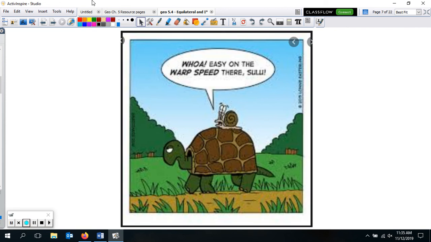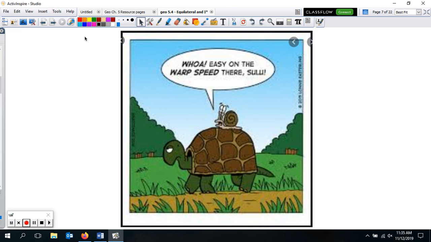First, let's check out a little cartoon for our day. So this one says, snail's on top of a turtle here. It says, whoa, easy on the warp speed there, Sulu. Yes, if you don't remember who Sulu is, that was from Star Trek. He was like, I guess, the pilot that piloted the Enterprise through space. So obviously the snail's saying the turtle's going too fast for the snail.